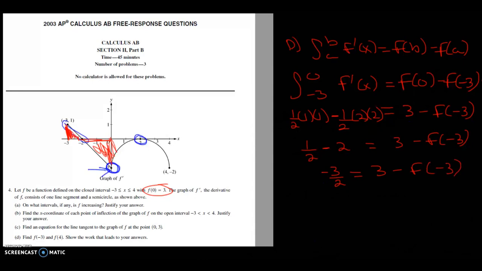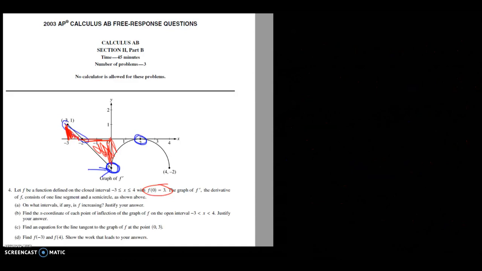So now we're going to do a little bit of algebra. We can move this over this way, to make f of -3 equals 3 plus 3/2. So now this is 6/2 plus 3/2 equals 9/2. Okay, please give me a second now while I clear the canvas so I can do the next part of this question. Okay, so now we need to find f of 4.